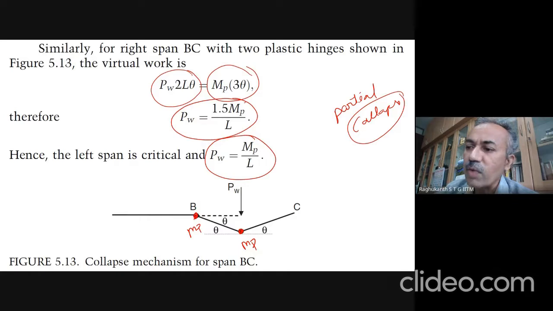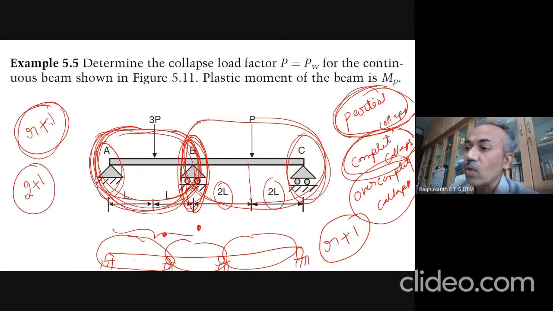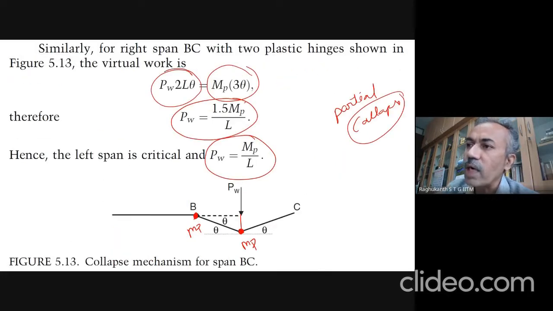So B anyway is a fixed kind of thing. One hinge gets formed, one hinge gets formed. So MP is our this one. So MP into 3 theta, and this span is 2L. So this becomes 2L times theta. You solve it, so you will get 1.5 times MP by L itself.